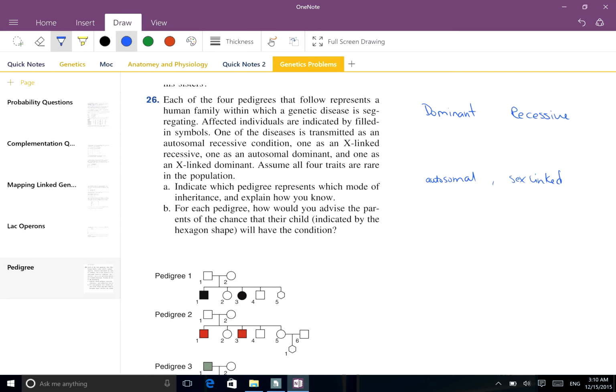For dominant, there are two things you want to look at. Both parents can have the disease, but they can have kids, some might have the disease, some might not. It doesn't matter. And the other thing is, when a child has the disease, at least one parent has the disease.